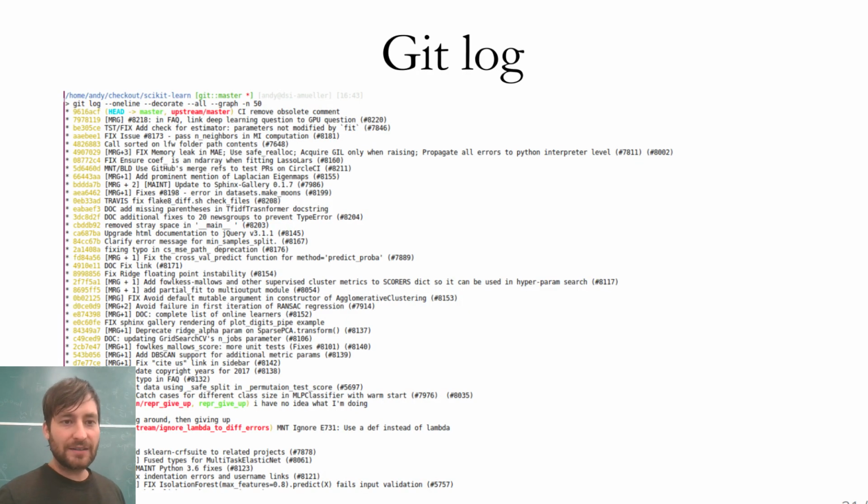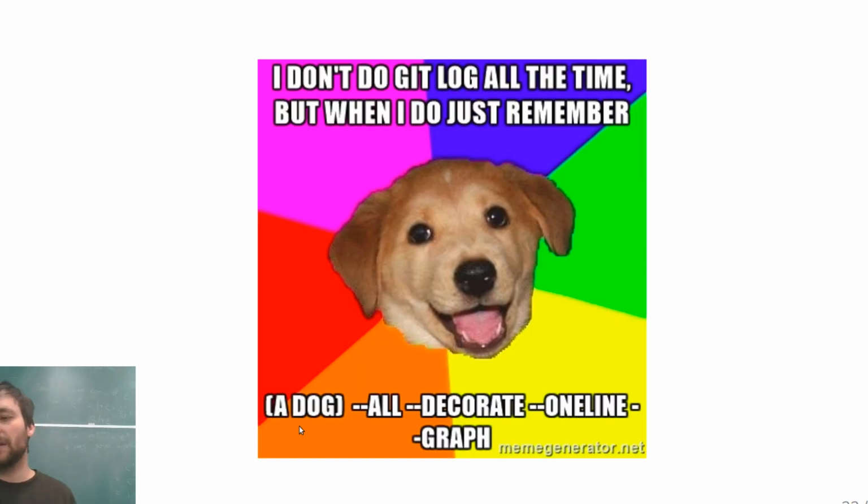The decorate tells you, maybe a little bit hard to see, where HEAD is and where different branches are. So up here you can see there's HEAD, master, upstream, and here there are other branch names. These are the branch names. And so you can show all of these by aliasing. So usually I would just alias git log to this.